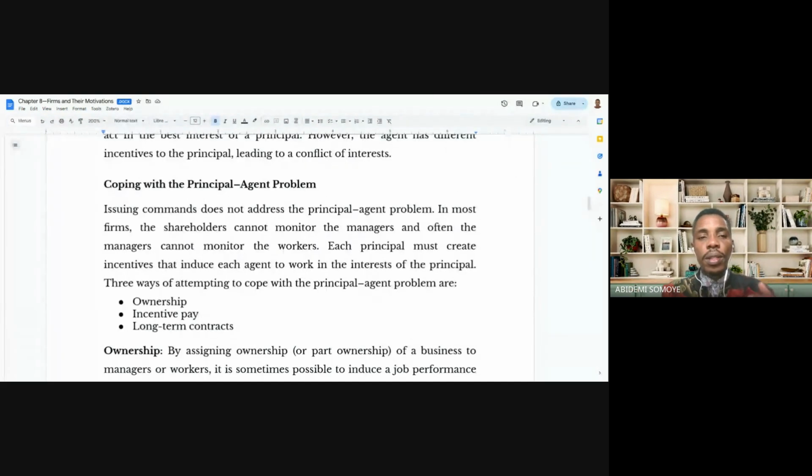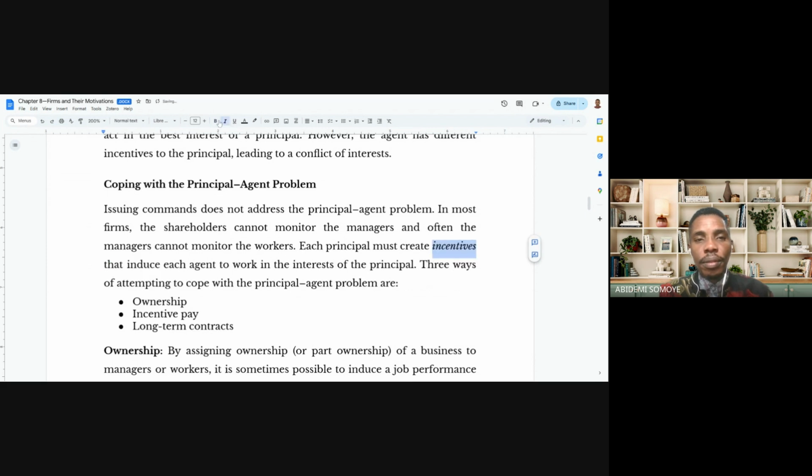So to cope with the principal agent problem, issuing commands does not address the problem. In most firms, the shareholders cannot monitor the managers, and often the managers cannot monitor the workers. Each principal must create incentives that induce each agent to work in the interest of the principal. Three ways of attempting to cope with the principal agent problem are ownership, incentive pay, and long-term contracts.